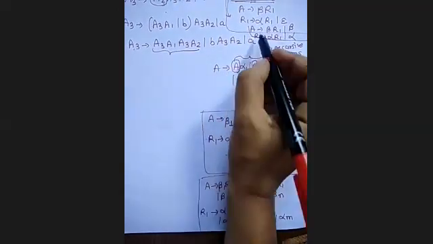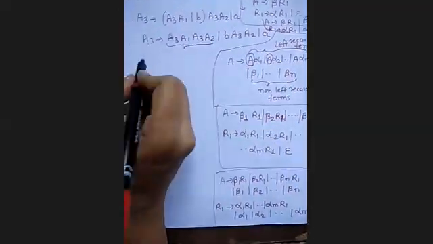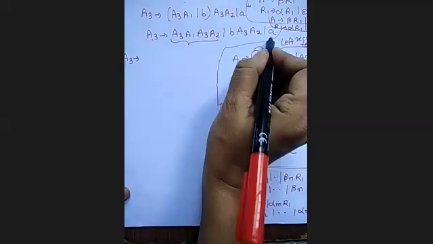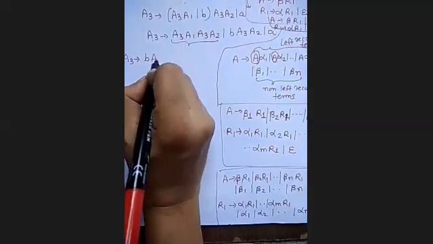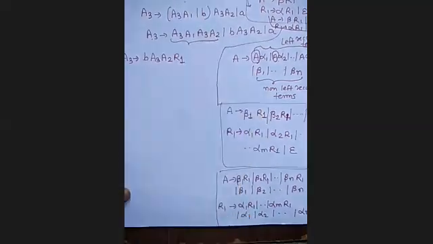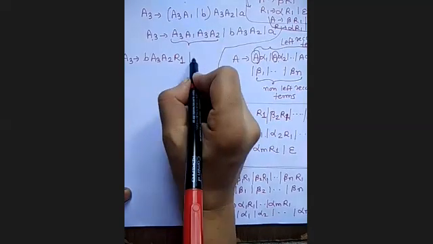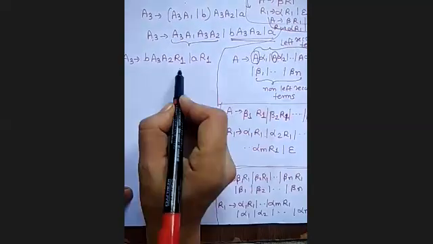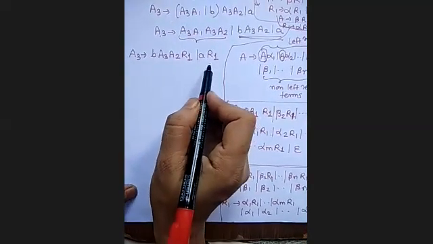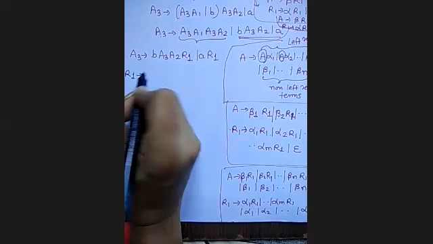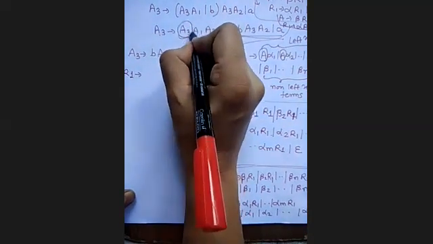So I'll write the rule for this. A3 derives what? Non-left recursive term B, A3, A2, followed by a new non-terminal. Let me add here R1, or A R1. Each non-left recursive term is followed by the new non-terminal. Now for that new non-terminal, what you have to add? The left recursive term without the first symbol.